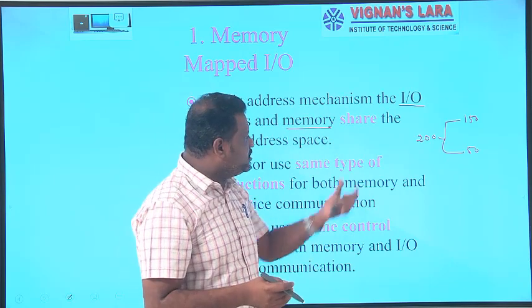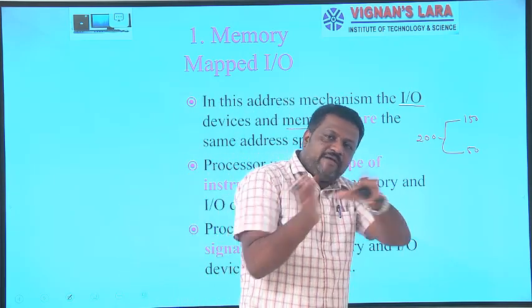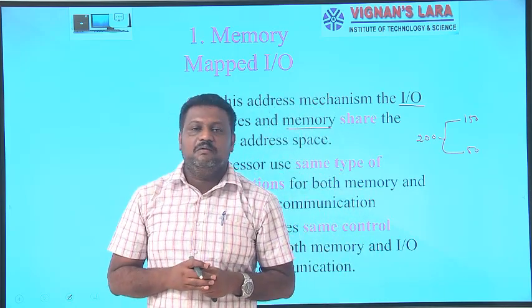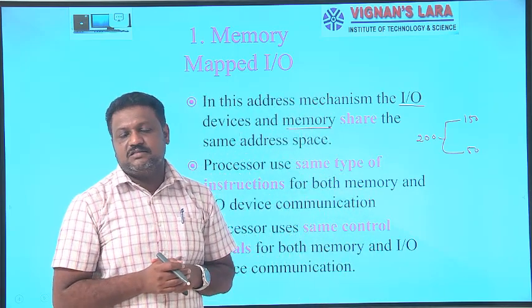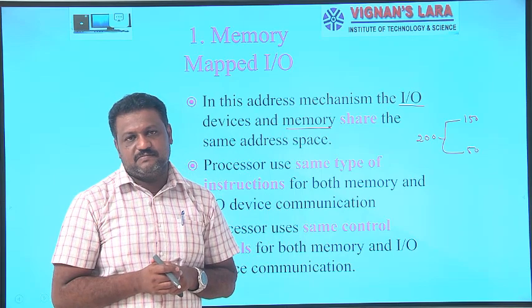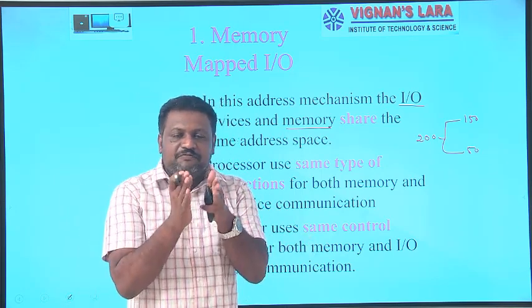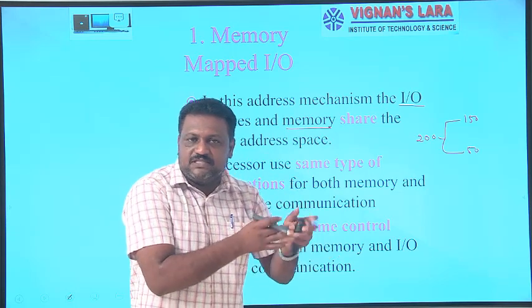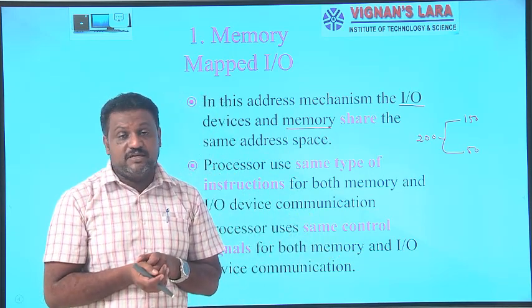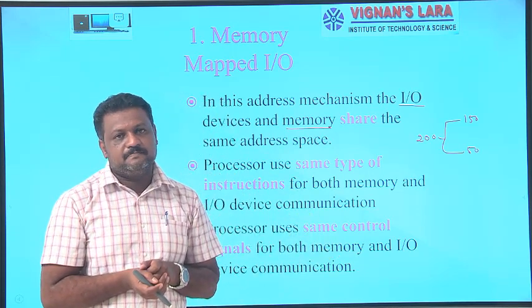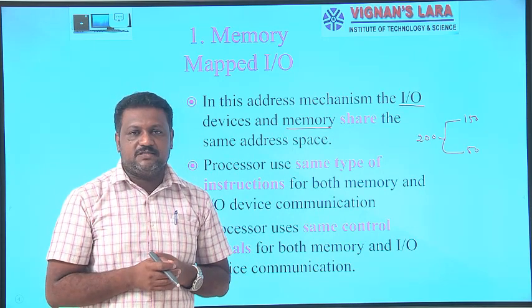Or some other example is, out of these 200 addresses, 100 addresses I dedicated to memory and another 100 addresses I dedicated to IO devices. Or one more option is, out of 200 addresses, 150 addresses are assigned to IO devices and 50 addresses are assigned to memory. There are different possibilities.